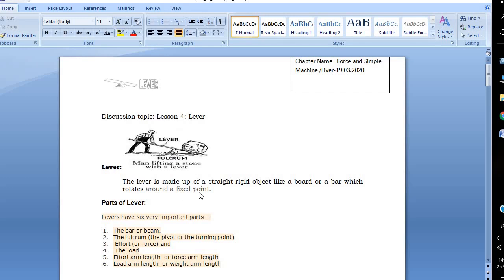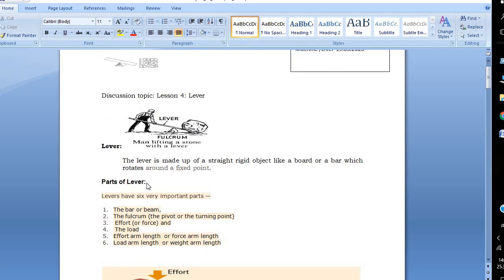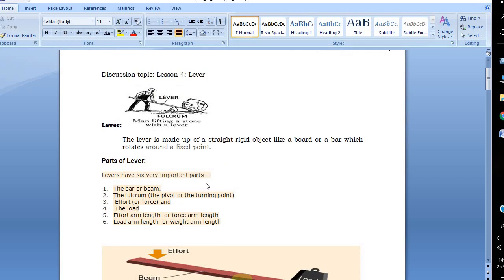So this is the definition, and the parts of the lever. What is this point called, what is this point called, and what is this point called? We have to understand this.